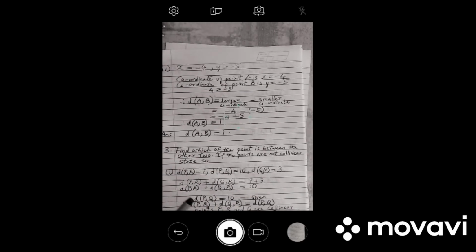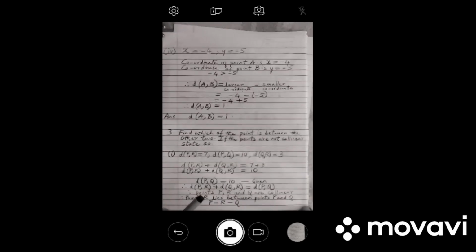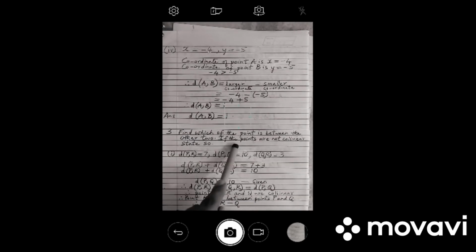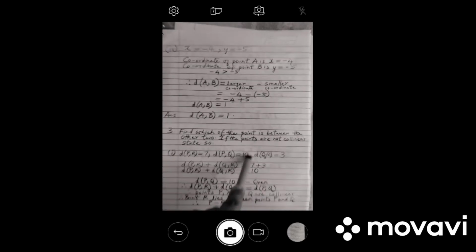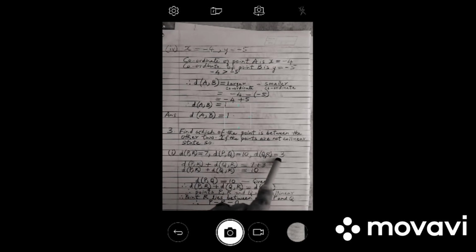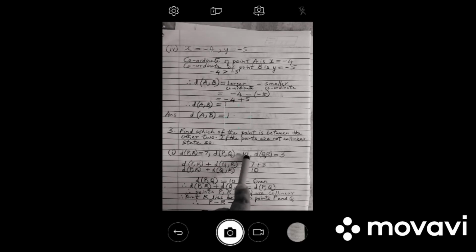Now we go to question number 3. Find which of the point is between the other two. If the points are not collinear, state so. The first one, distance PR is equal to 7, distance PQ is equal to 10, and distance QR is equal to 3 is given. Now what we will see, that this 10 is the larger number and 7 and 3 are smaller numbers. So we can add these two and we should get the total as 10. Then only we can say it is collinear.